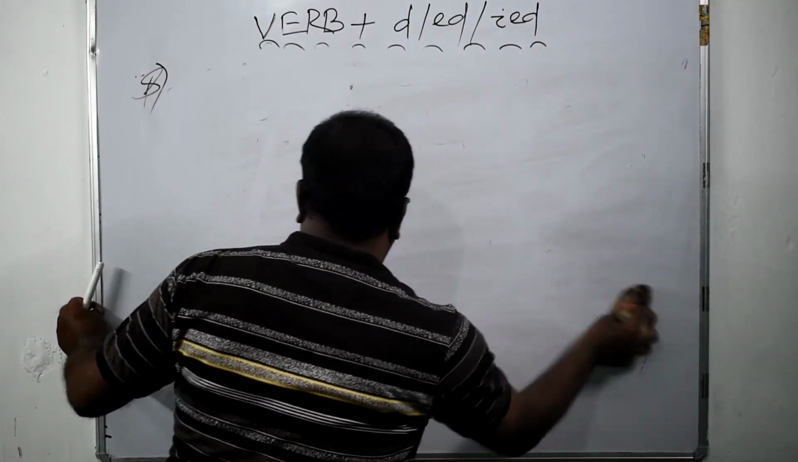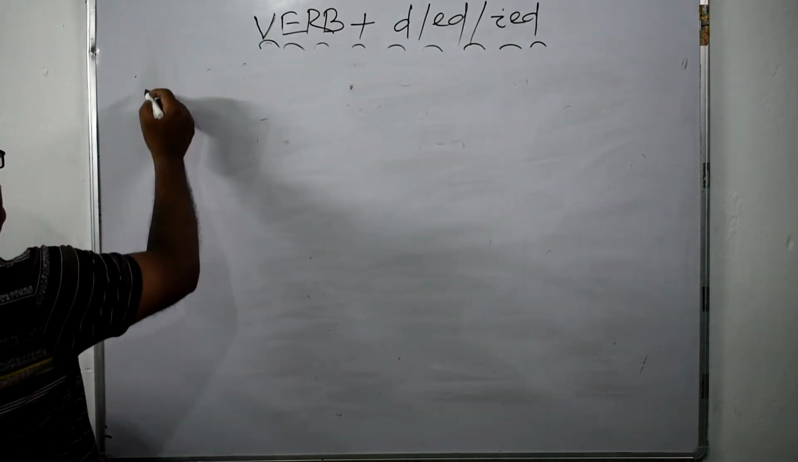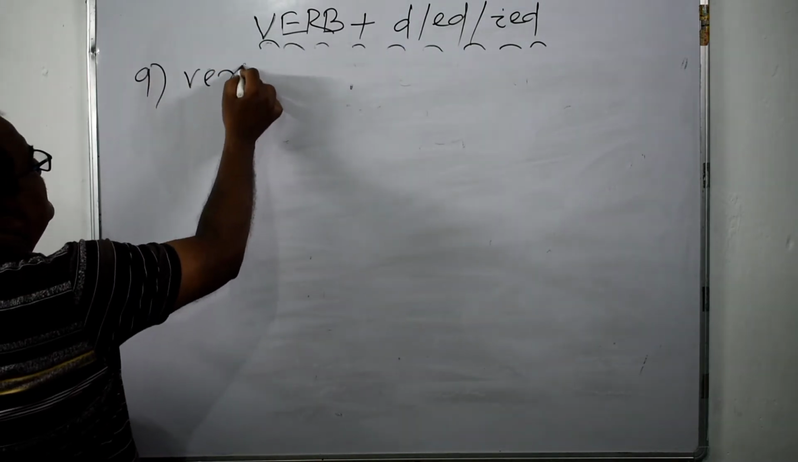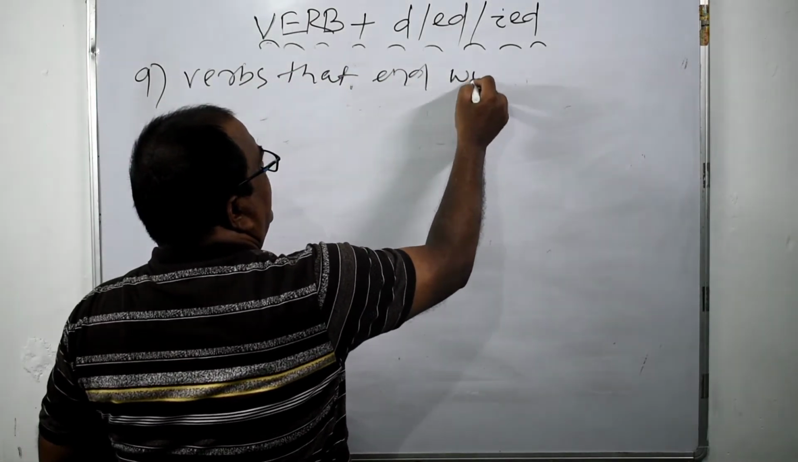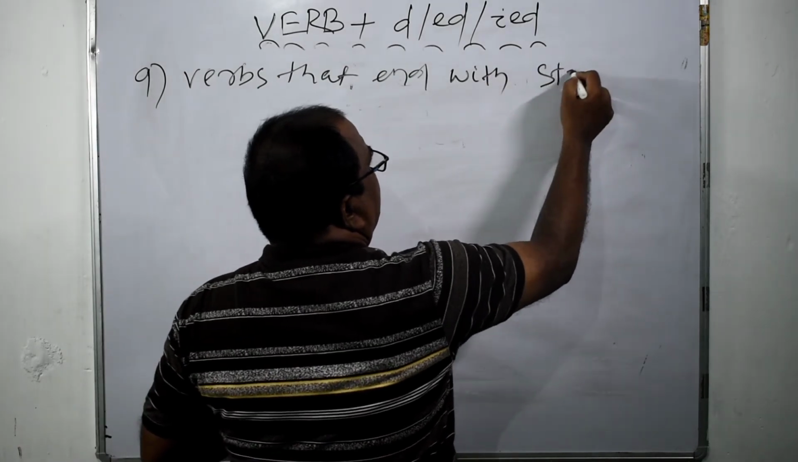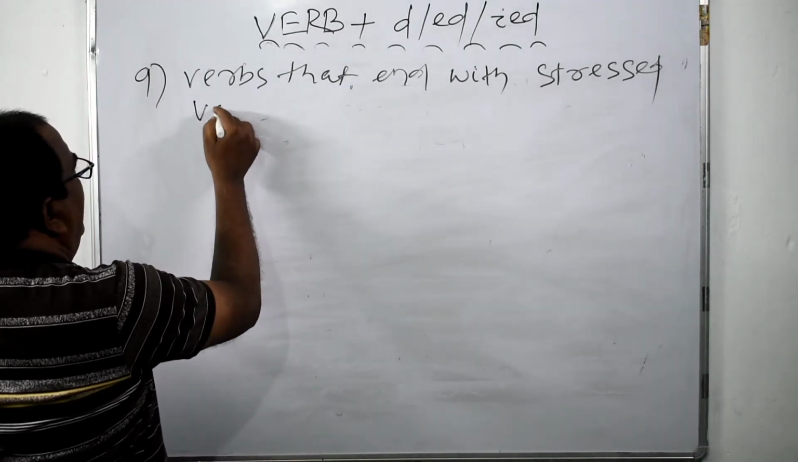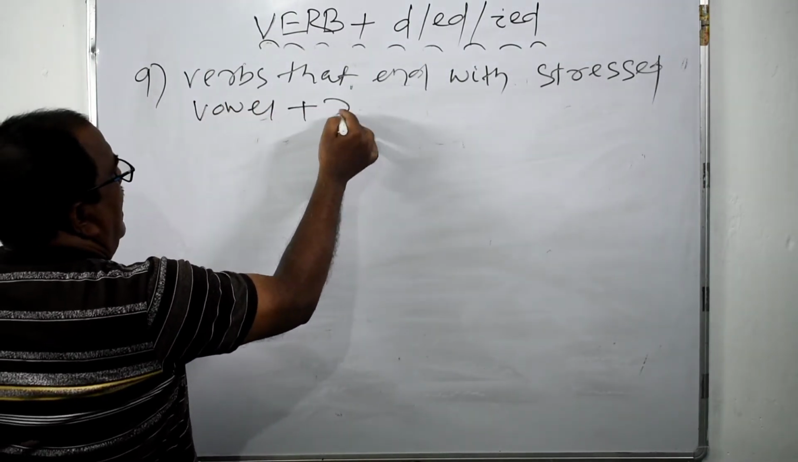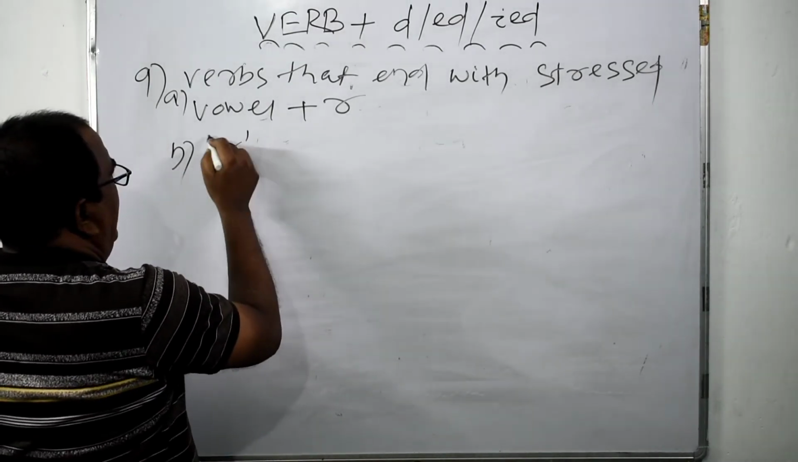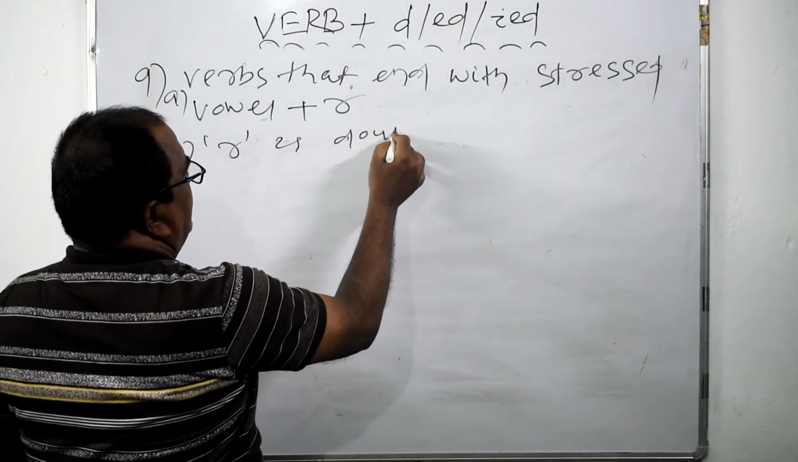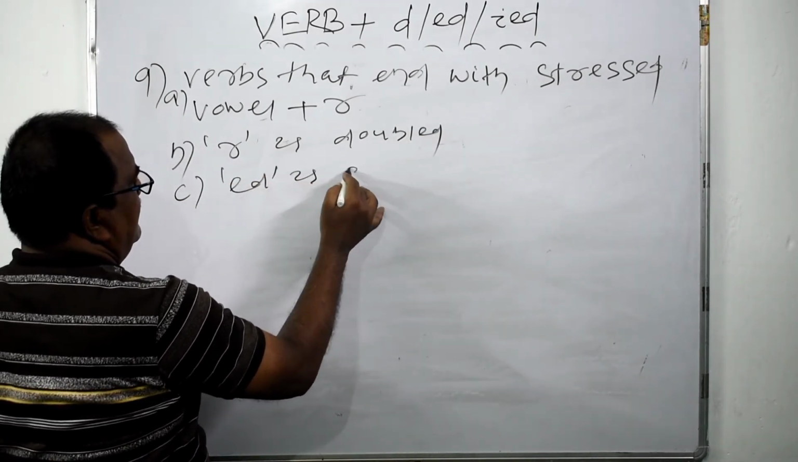Rule number 9, which is very important for you. Verbs that end with stressed vowel plus R. What happens? R is doubled, then ed is added.